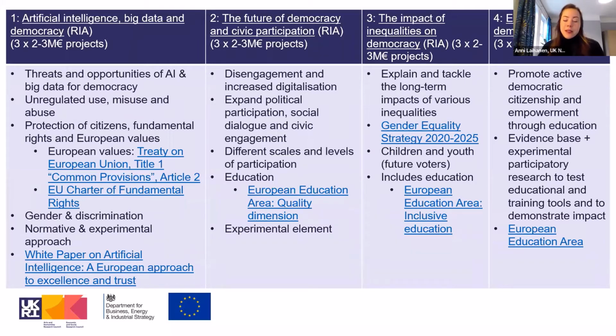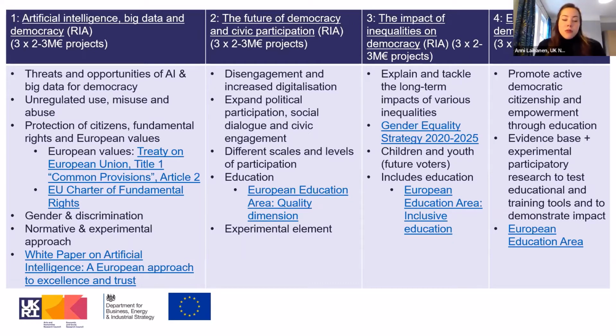Some experimental approach in relation to the uses of AI and big data for civic engagement and democracy is expected, in addition to the more normative aspects that I outlined above. And finally, the white paper on artificial intelligence will be really useful regarding the technologies and the philosophical, legal and ethical elements. Topic 2 arises from the challenges of disengagement and increased digitalization.